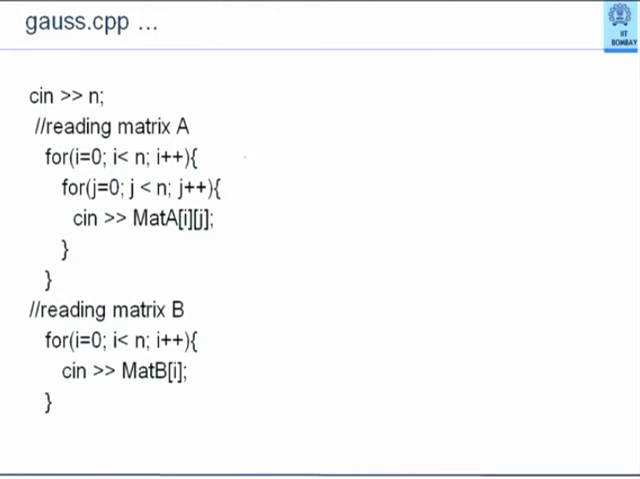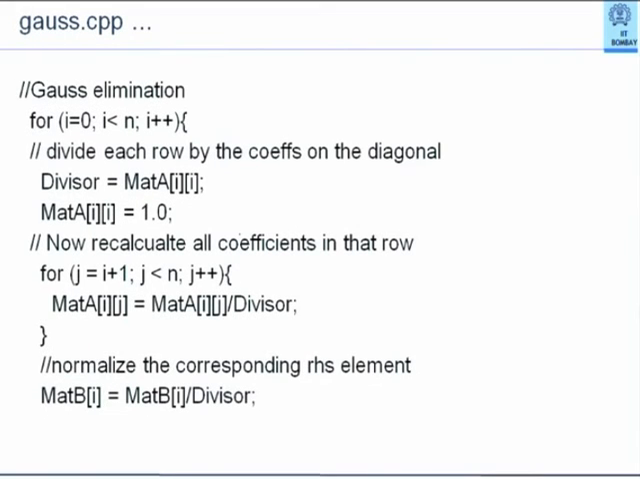Observe that there are two iterations, one nested under the other, which is required to read all elements of a matrix. You agree? I will vary from 0 to n minus 1, and j will vary from 0 to n minus 1. All elements will be read. Similarly, I will read the matrix B. Now comes the elimination program.